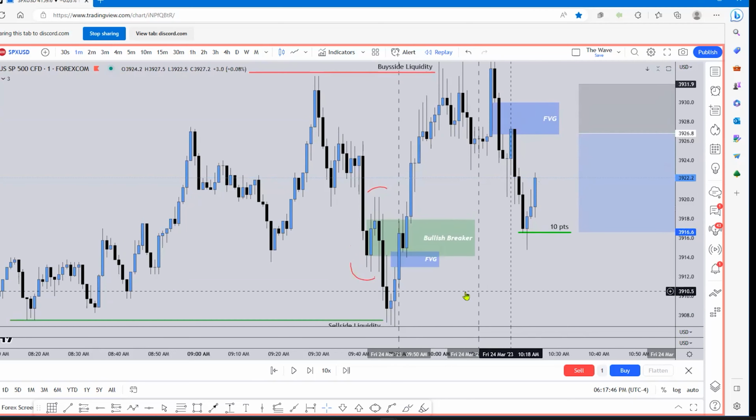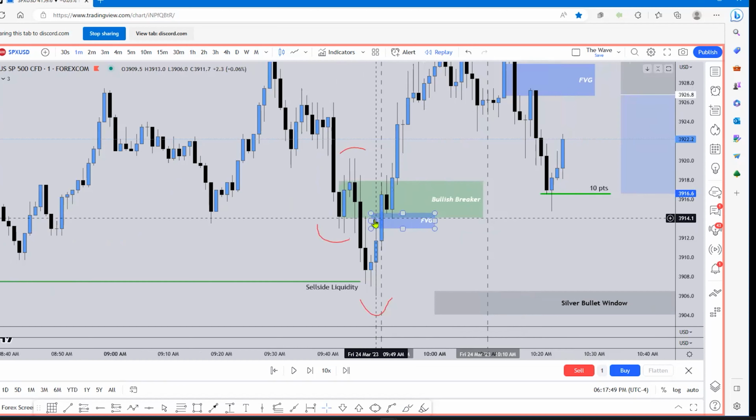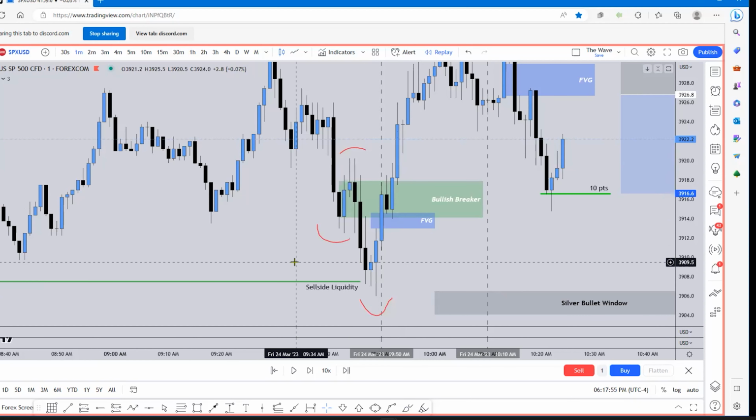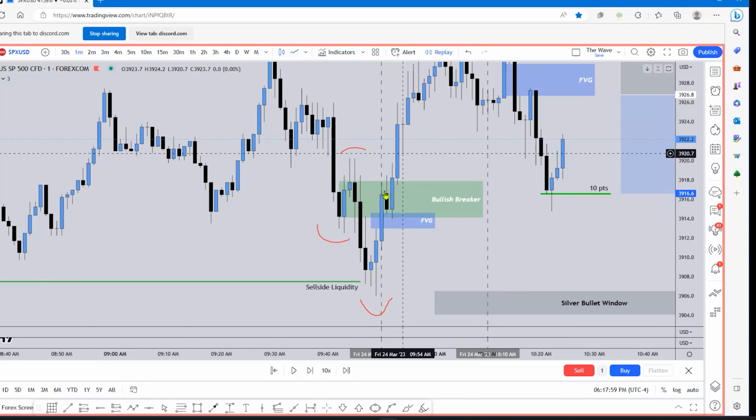Okay. What we also have with that is this fair value gap that got created once this breaker block was confirmed. So it's not a breaker until we start trading above it. See, we have this candle close. So if you miss this fair value gap entry, you could have taken a long off of here as well, off of this breaker as support.